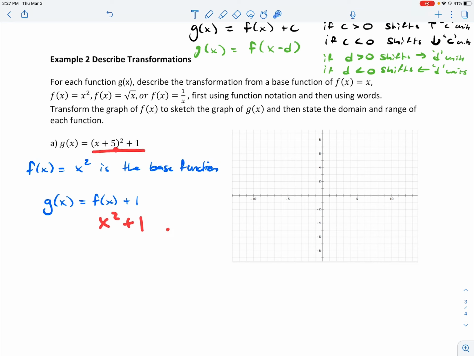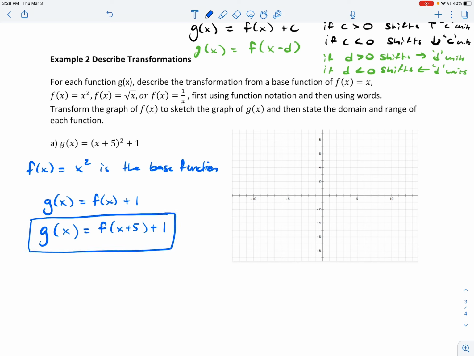Notice that looks a lot like this. It's just missing one thing, and it's inside with x. It's missing that d value that needs to be in there. So let's go ahead and do that. We'll take g of x, and I'm now going to say it's equal to f of x plus 5, plus 1. Now I've described the transformations in function notation. This just says g of x is going to be equal to f of x plus 5 plus 1.